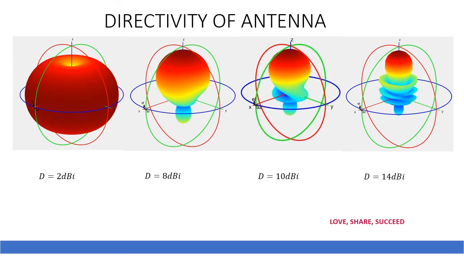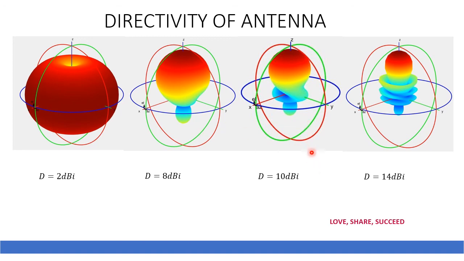Let's see what happens to the radiation pattern of the antenna as the directivity increases. The first figure is for a dipole antenna, and the directivity value is 2 dBi. This i represents that the directivity is measured with respect to an isotropic antenna. Here the pattern is more like a sphere, which means its directivity is less. But when directivity is 8 dBi, the radiation pattern is narrower.